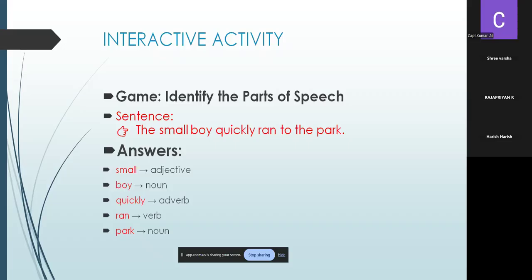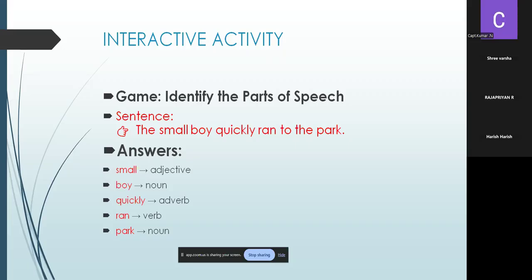Okay, we'll start. First question: The dash adjective boy runs dash adverb. Here, what is the answer? Come on, take some time. Tall. The tall adjective boy runs dash verb. After the verb runs, what is the answer? Quickly. Amazing. The tall adjective boy runs quickly adverb. Good.